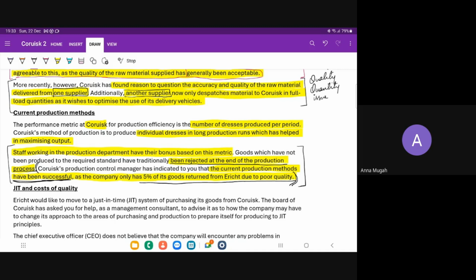Because RH is going to have a JIT system, because its consumer is continuously changing taste. In that case, it's going to be a problematic part, right? So this is something which is not good. 5% output is not a good idea.